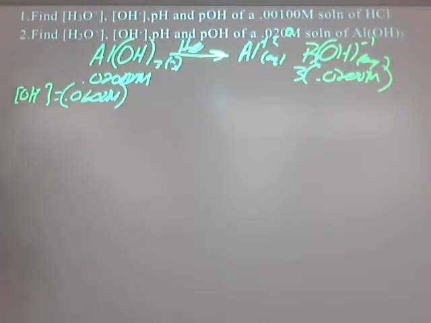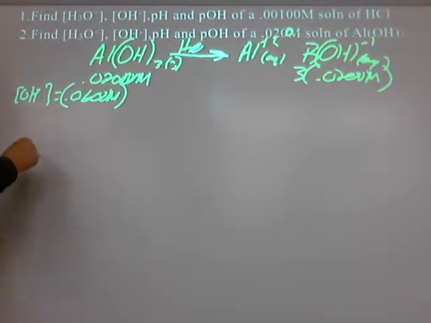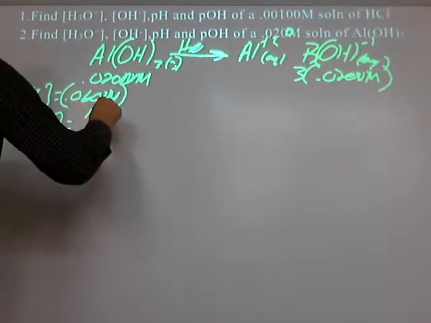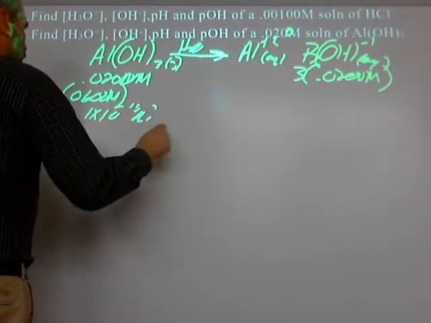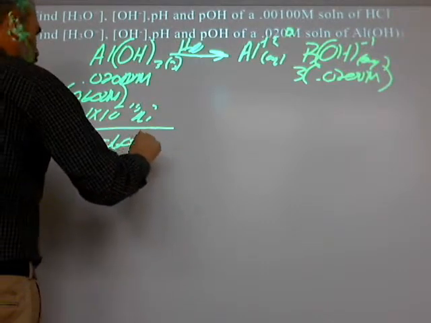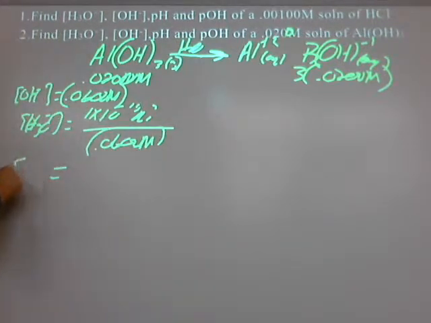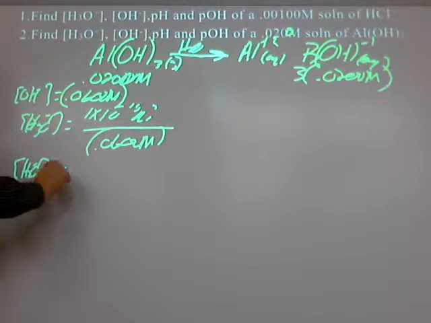All right. Now, same exact thing. You go through Kw. I'm going to shorten it up this time. Hydronium is going to equal 1 times 10 to the negative 14th molar squared over 0.0600 molar. When you do the math for that, what do you get for the hydronium?